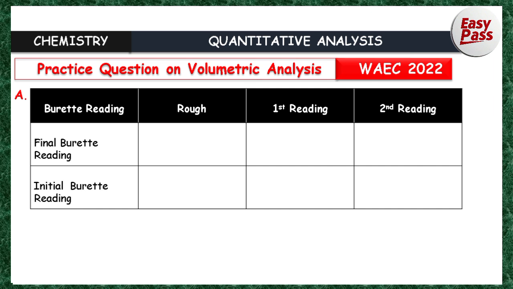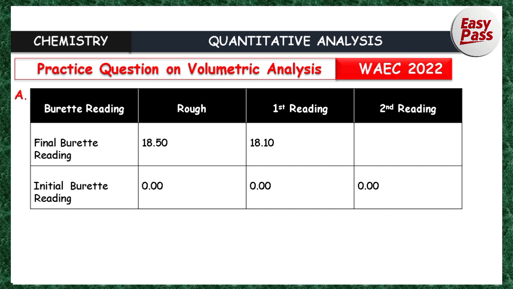There you have the first reading, and here you have the second reading. On that rough, we assume 80.50. In your first reading, you assume 80.10. The rough must be higher than the first reading and the second reading.